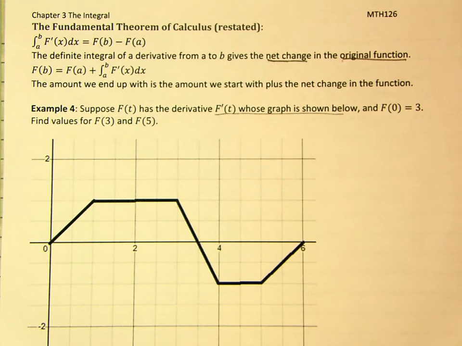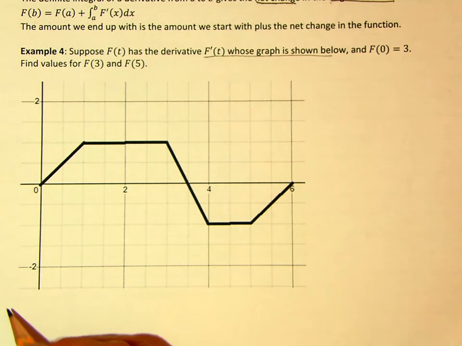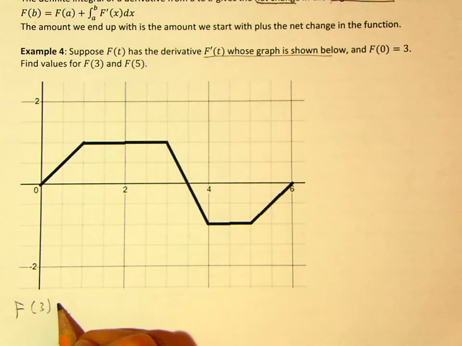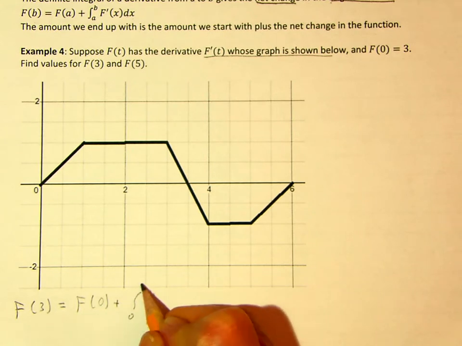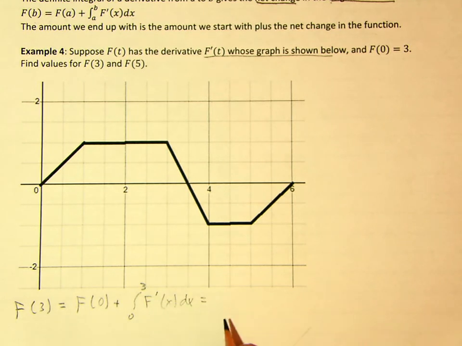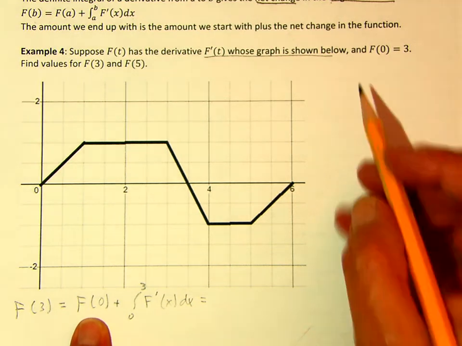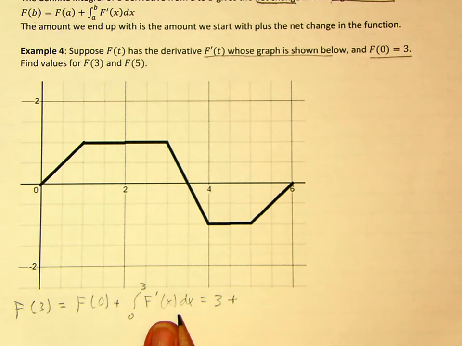So we know that we're looking for the area. We know that capital F of 3 would be capital F of 0 plus the integral from 0 to 3 of capital F prime of x dx. And we have this value here. So we know we've got a 3 here. And what we want to add is this. And we know that this is the area under the curve and above the x-axis from 0 to 3.